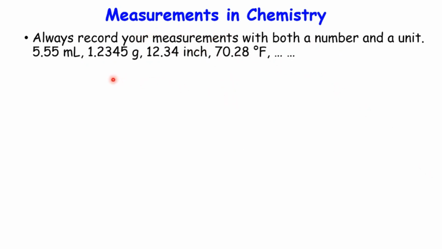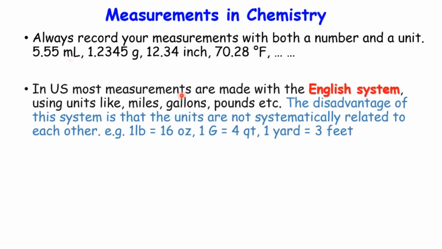There's one rule you have to remember. You always need to record your measurements with both a number and a unit. You cannot just write down a number without units. For example, here, 5.55: if you don't write down this mL, which is milliliters, then no one knows what unit you're talking about. Always the measurement, that's the value, and the unit.